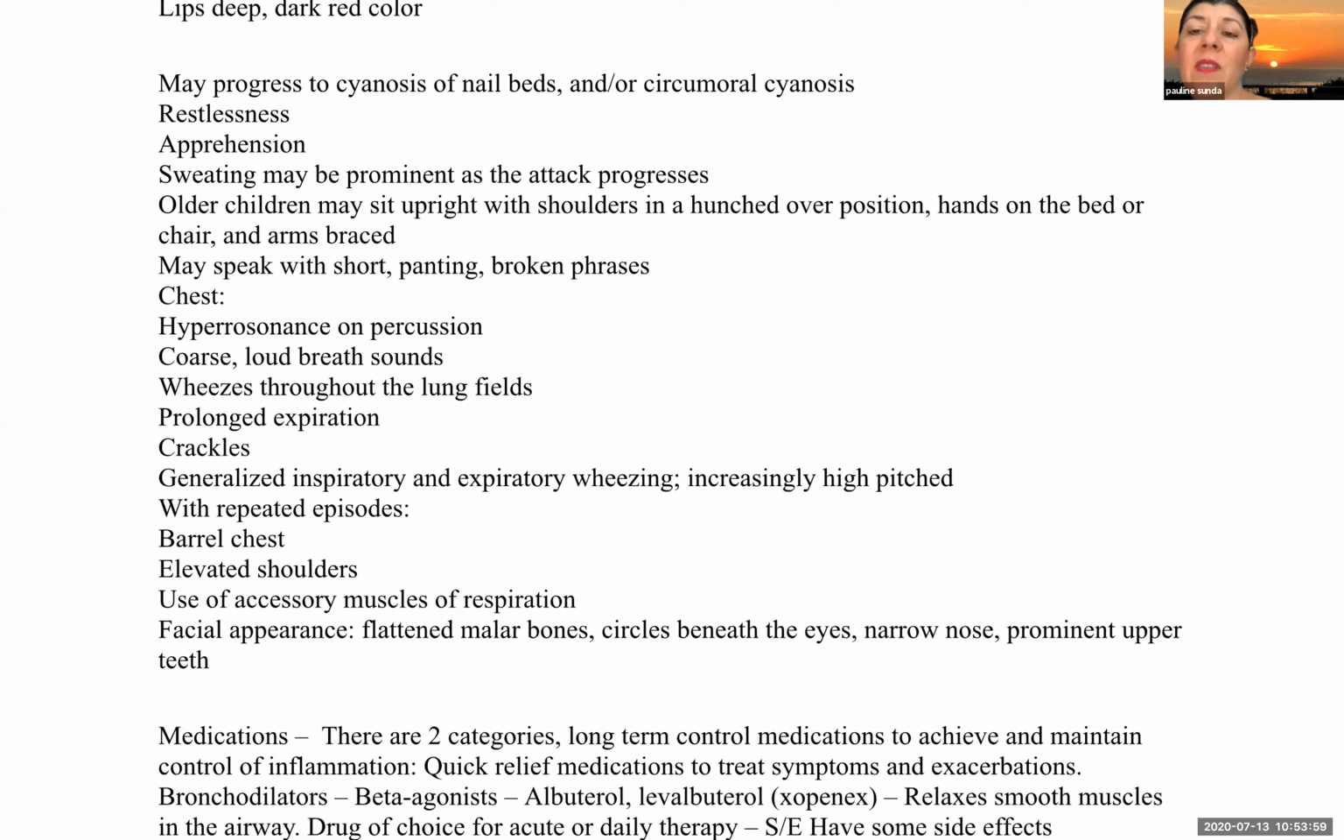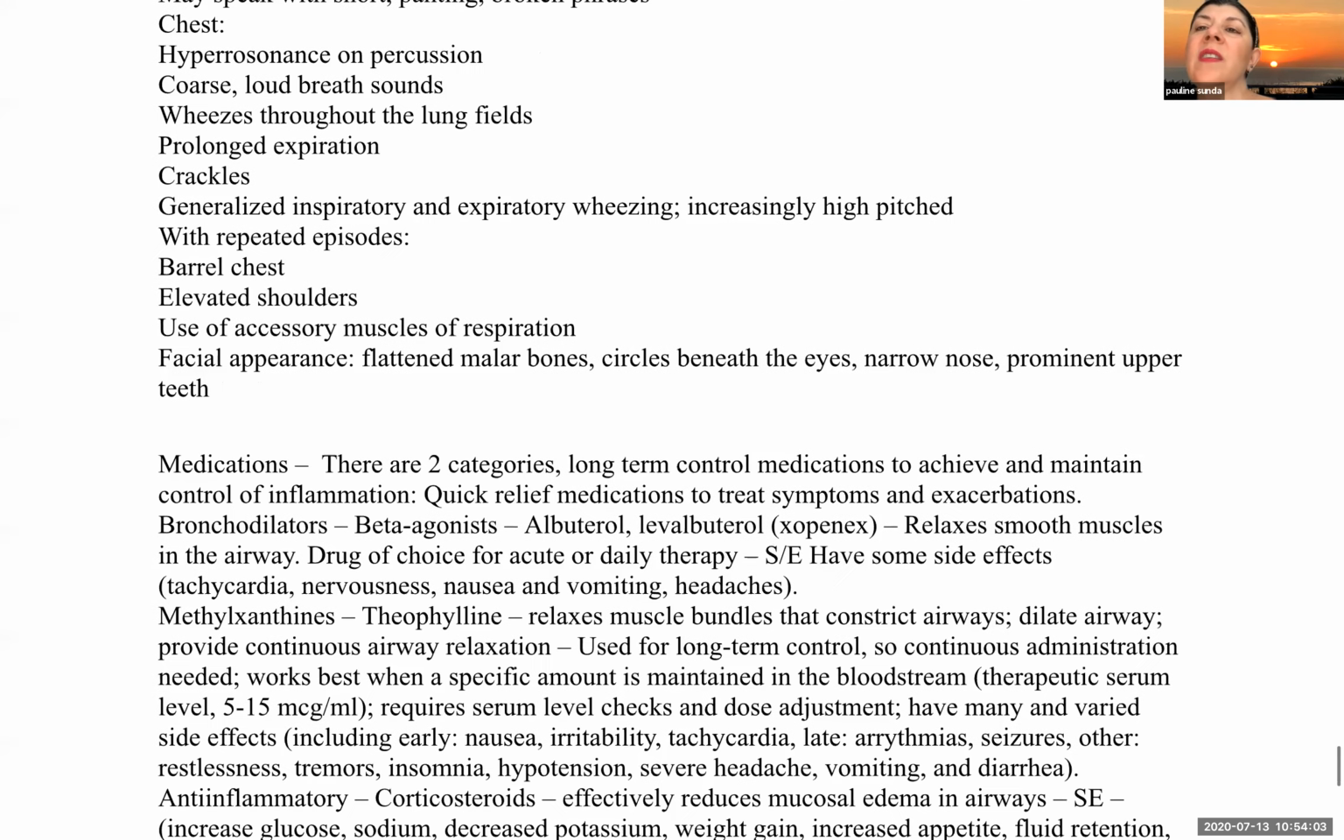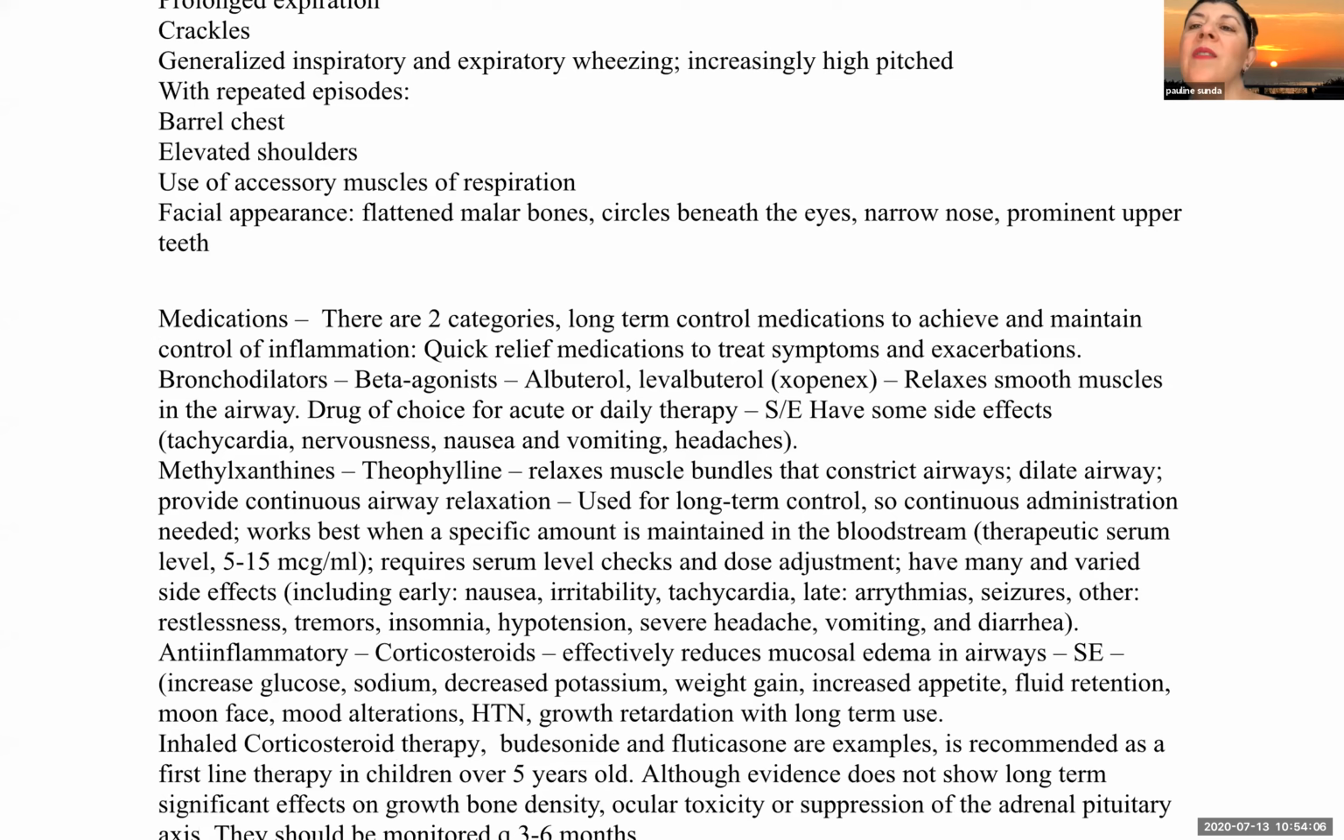With repeated episodes, they can develop barrel chests, elevated shoulders, use of accessory muscles for breathing, and the facial appearance: they can have flattened malar bones, circles beneath the eyes, a narrow nose, and prominent upper teeth.